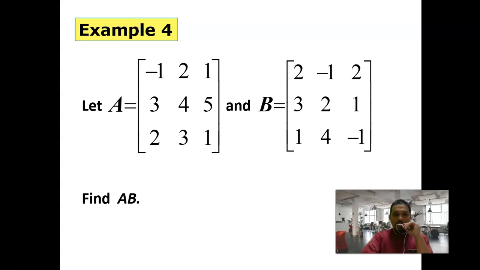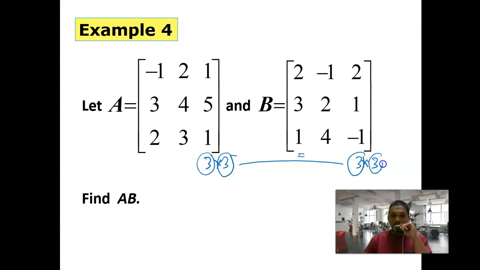And look at this one here now. This is a matrix of 3 times 3 and also 3 times 3. So the column of the first matrix A equals the row of matrix B. Once these two are equal, we will get the matrix AB with a size of 3 times 3 here.